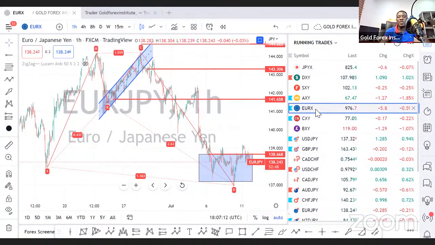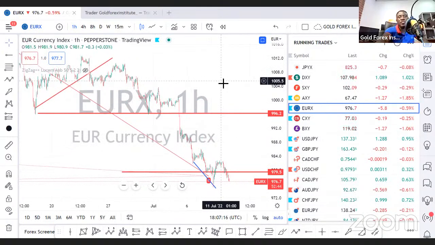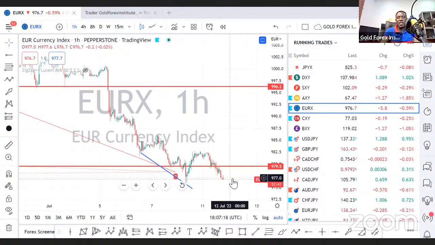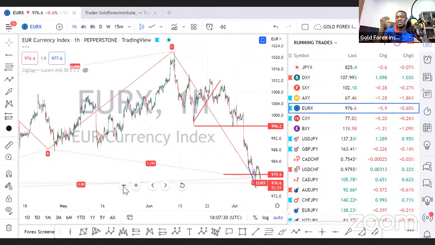Let me look at the Euro index. Yes, Euro is still weak. It's still weak. But there could be some magic over here. I'm telling you, this confluence level is very strong. There could be some magic over here. That's why I am off Euro JPY. If you understand your fib level, you see the reason why, look at this.